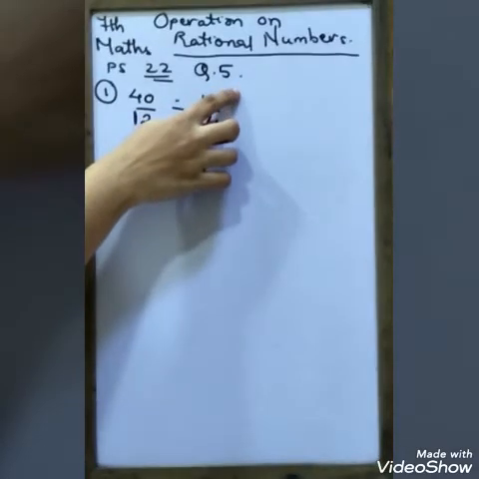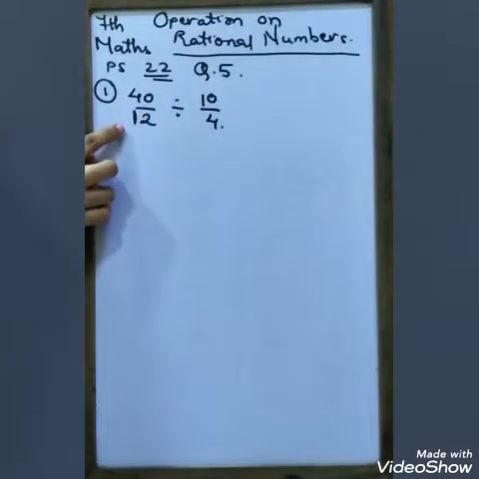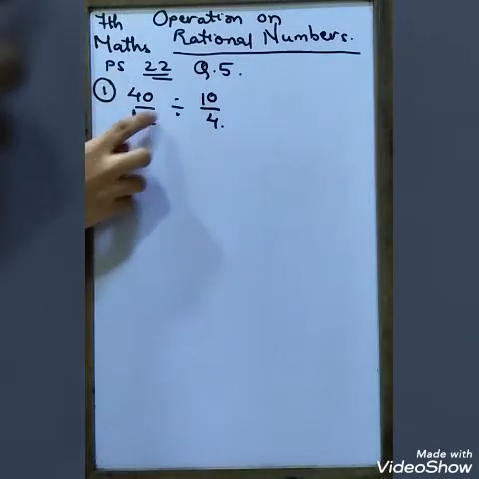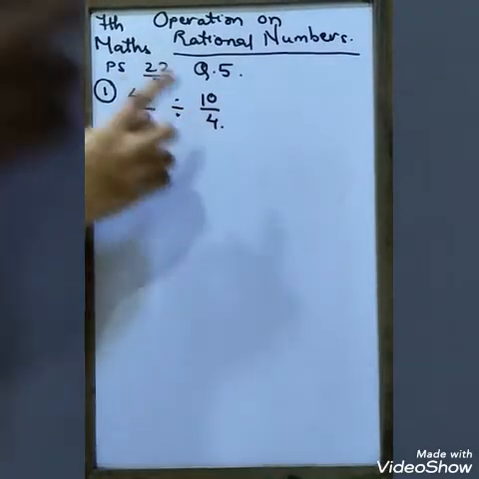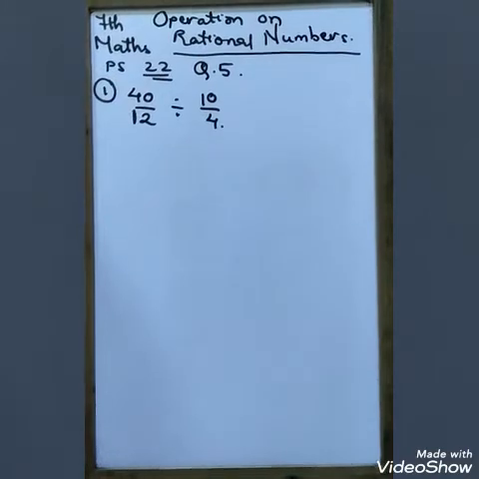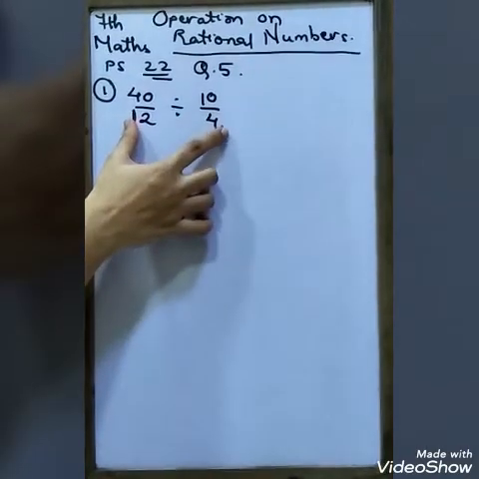Here we are solving question number 5. The first one is 40 upon 12 divided by 10 upon 4. For question number 5, we are supposed to divide the given rational numbers.